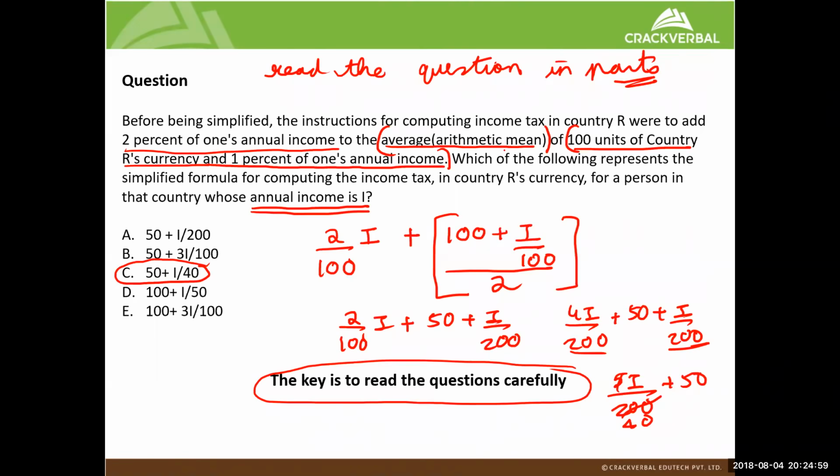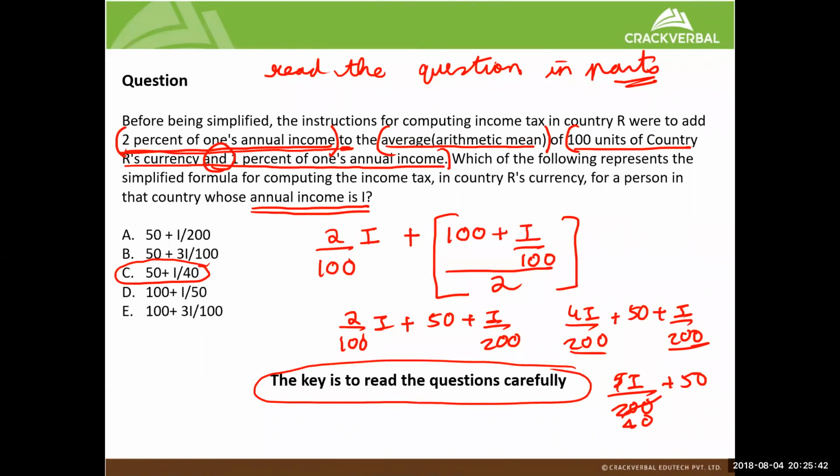things become a little easier for you to get to an answer. Okay, Babita, you'll have to read things step by step. I can't help you with the English aspect of things, especially to understand the meaning of words, but I can definitely tell you how you need to break things down. You just have to read things in parts. The instructions for computing income tax in country R were to add 2% of one's annual income, so stop at that point, translate that. So 2I by 100. You're adding this to the average of 100 units of country R's currency and 1% of one's annual income. So obviously the average always has to apply between two quantities.